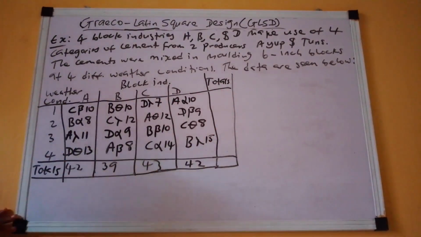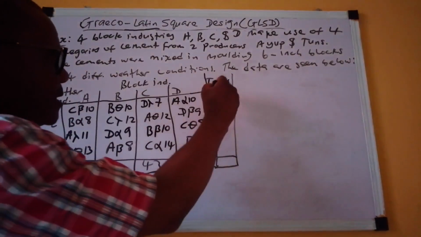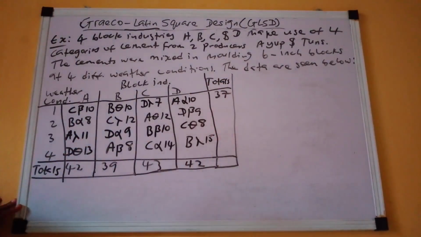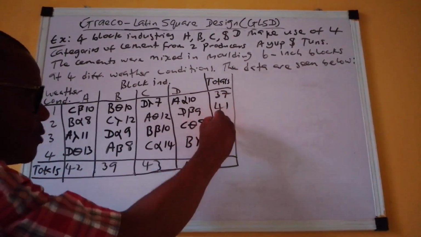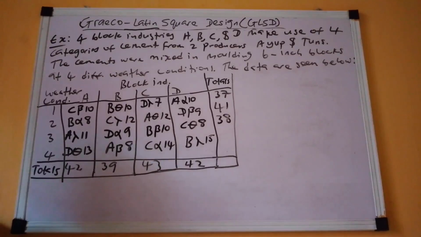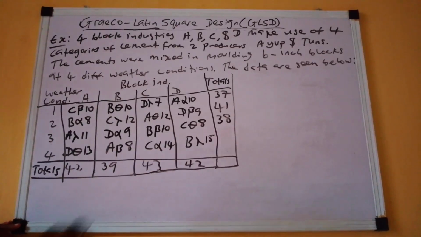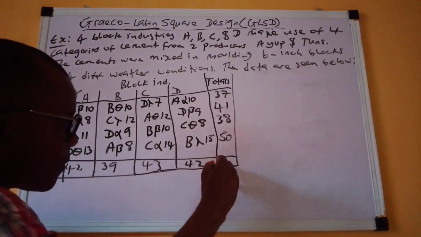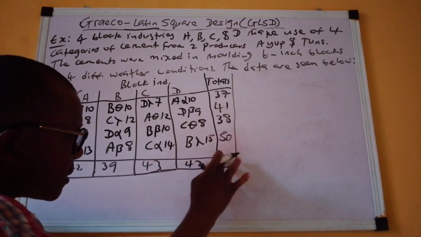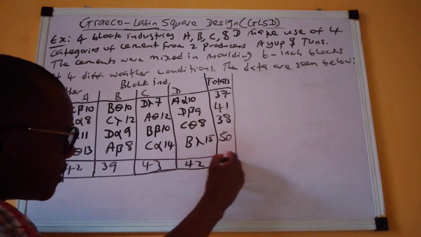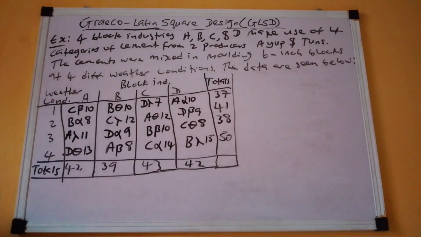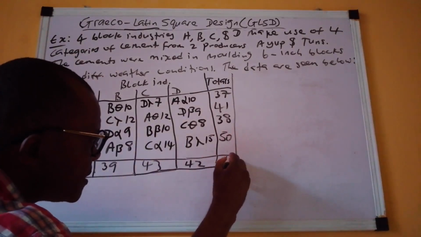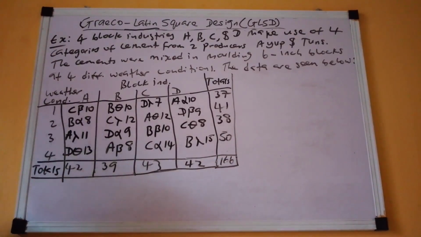Then again, you go to the total. These are the column totals. The total for the row, you add all these, this will be 37. The next one will be 41. This will be 38. And the last one, you add it up, that will be 50. Then the grand total will be 166. That will be the grand total. So that is the first thing you do.